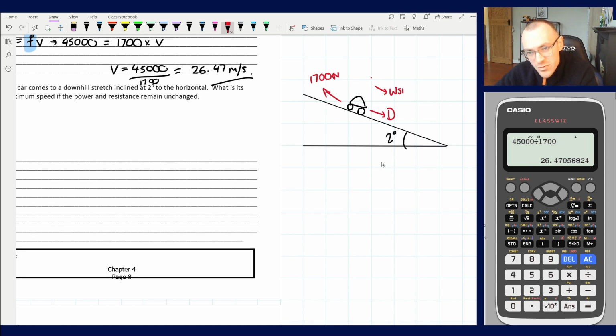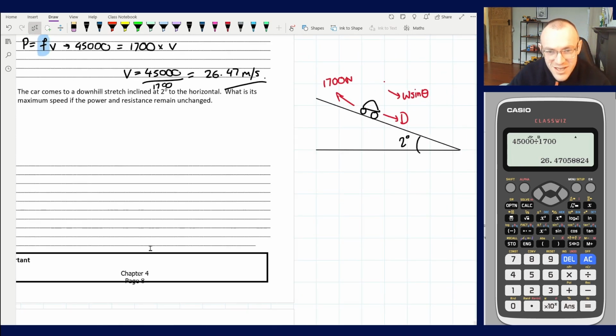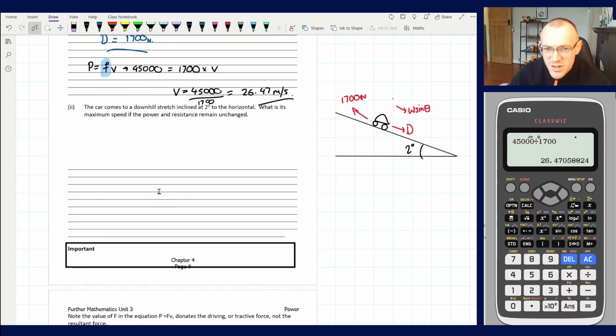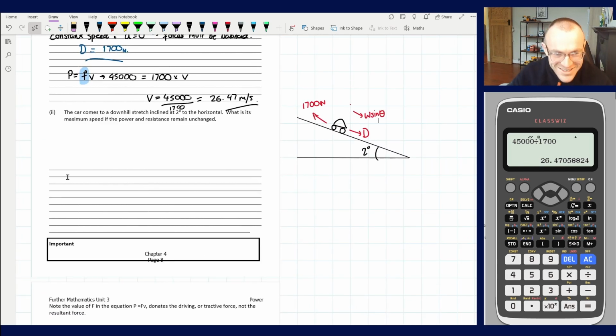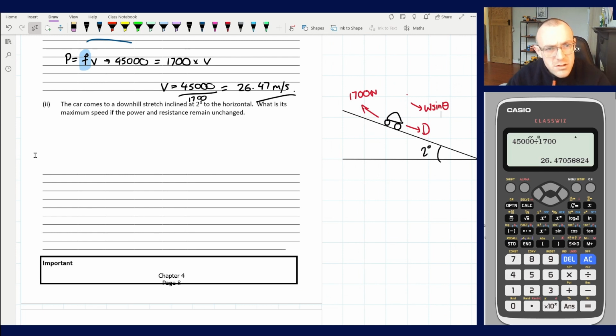You might remember from doing the slope work last time, the component of the weight is W times sine theta. So we've got that extra force helping us out. So what that should mean is that we don't need as much driving force. We can ease off a little bit if we wanted to. Let's see. So it comes to a downhill stretch, 2 degrees to the horizontal. What is its maximum speed? The power and resistance remain unchanged.